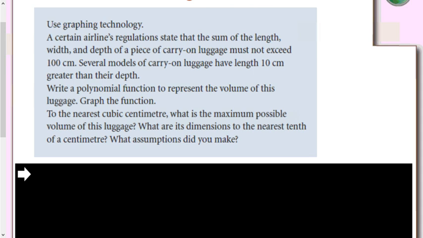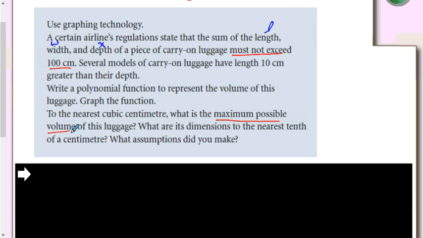Well, here we have regulations for a piece of carry-on luggage with an airline, and we're given information about the length, the width, and the depth. Instead of D, I'm going to use an X as I think ahead to what's going to be happening in this question. And we're told that it must not exceed 100 centimeters, which lets us think, oh, maybe this is a less than or equal to inequality type question. But as I look down, here we're looking for a maximum possible volume.